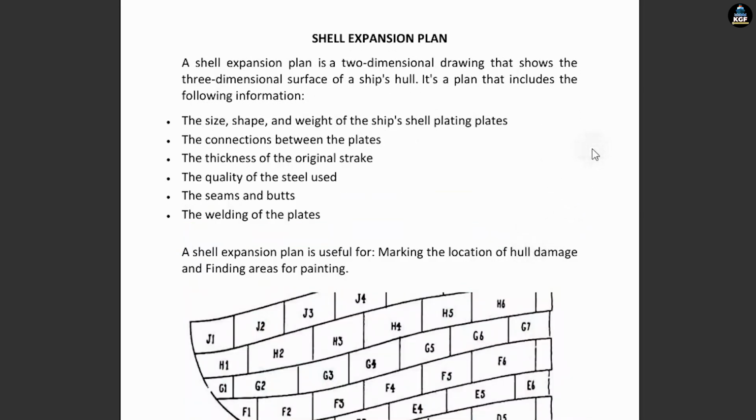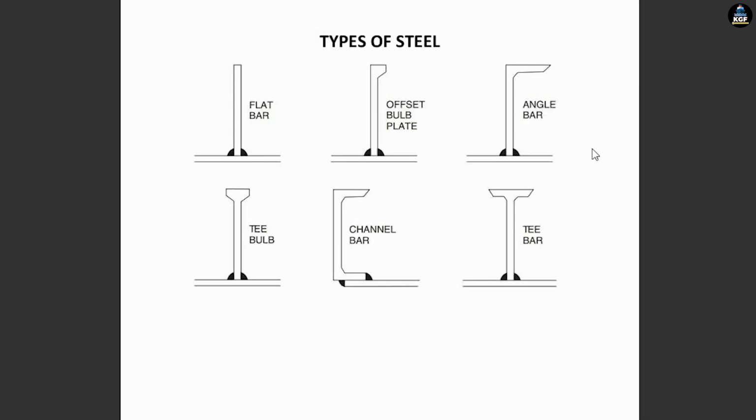Shell expansion plan. A shell expansion plan is a two-dimensional drawing that shows the three-dimensional surface of a ship's hull. It is a plan that includes the following information: the size, shape and weight of the ship's shell plating plates, the connections between the plates, thickness of the garboard strake, the quality of the steel used, the seams and butts, the welding of the plates. A shell expansion plan is useful for marking the location of hull damage and finding areas for painting. So types of steel will be flat bar, offset bulb plate, angle bar, T-bulb, channel bar, T-bar.